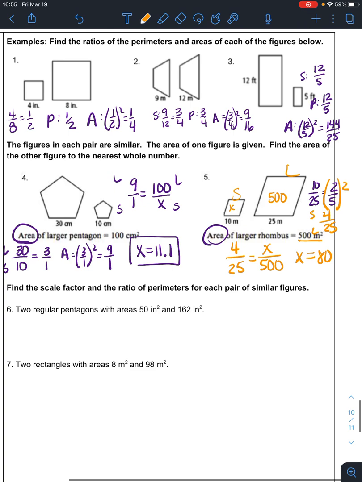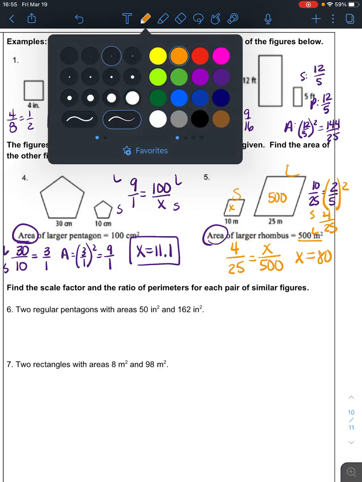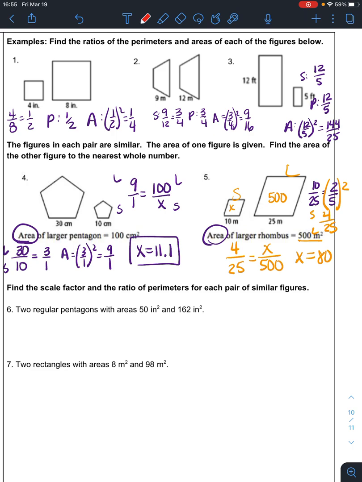So in number 6, I've given you 2 pentagons that have areas of 50 to 162, and I want to know the scale factor and the ratio. So we have to go backwards. So in this case, I know the area is 50 over 162. Well, let's reduce that. I don't want to deal with numbers like that. Well, that's 25 over 81.